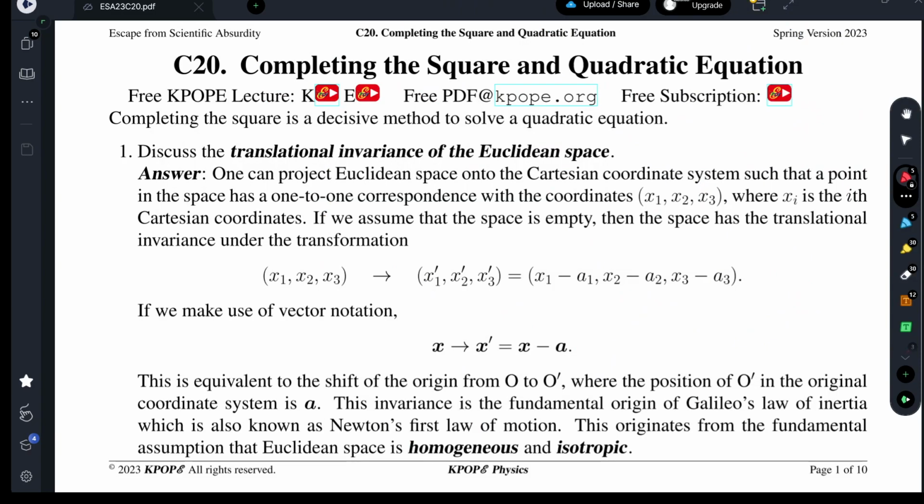Okay, let's begin with C20. Today we study completing the square. Perhaps most of you are very familiar with it from middle school.